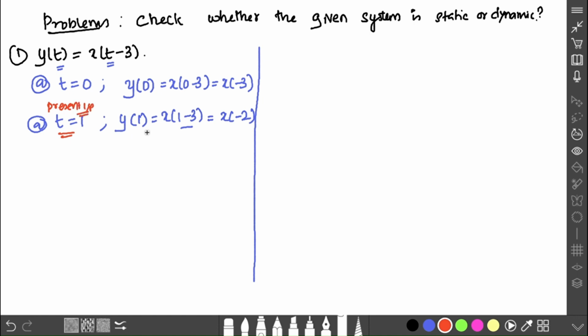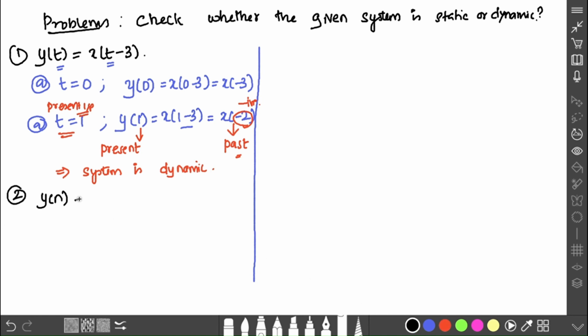So t equal to 0, what will be your y? That is, at the present time t equal to 0, y of 0. Substitute 0 in the t case. So y of 0 is x of 0 minus 3, that is x of minus 3. When I put t equal to 1, it will be y of 1 in the given equation equal to x of 1 minus 3, that is x of minus 2.